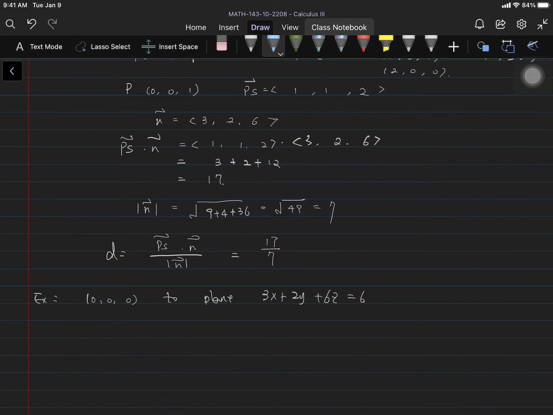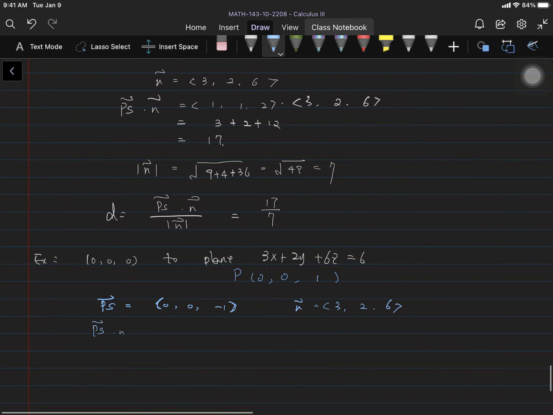Let's take a look. First, I need to pick a point in the plane. So I'm going to pick the point, for example, if I make my x and y 0, same plane. So just a different point, right? This is my P point. And my PS is (0, 0, -1), and my n vector is (3, 2, 6).